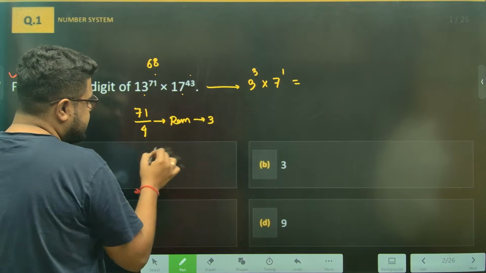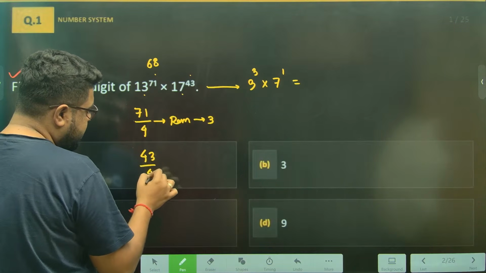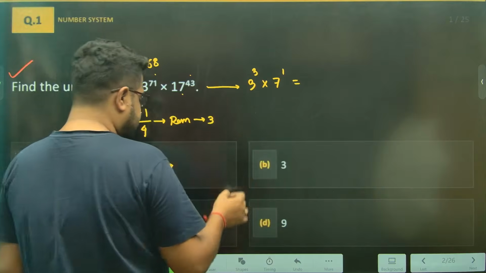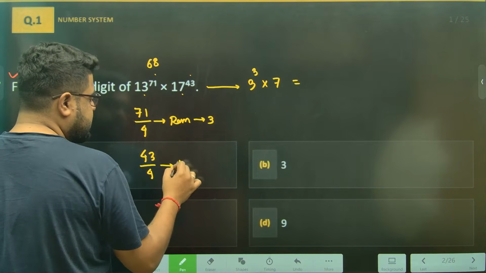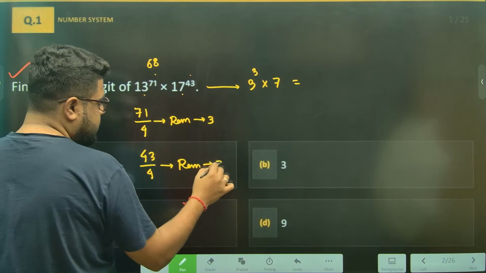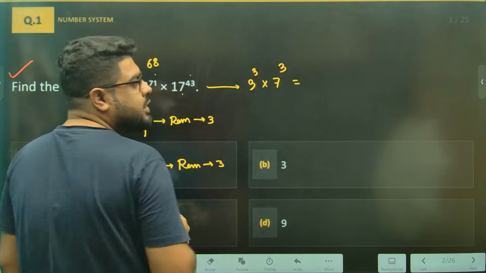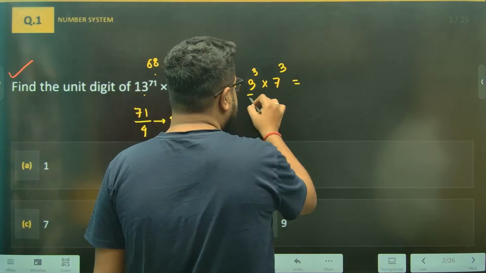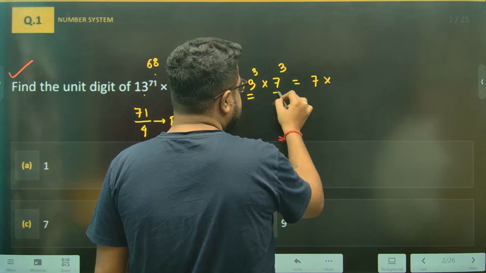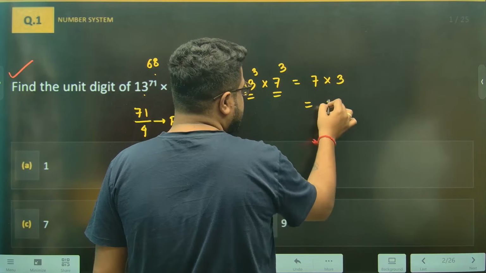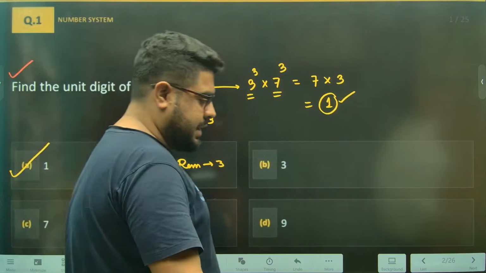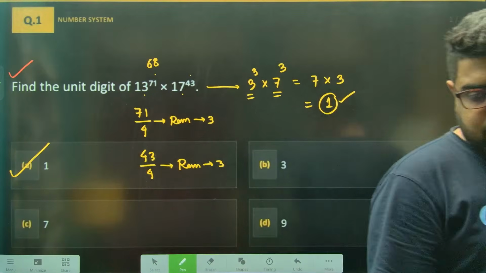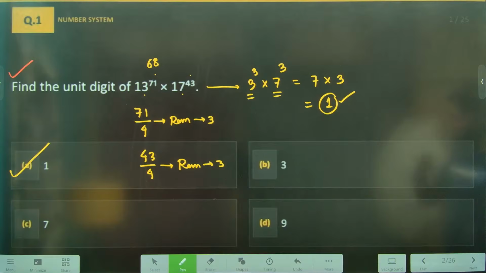Remainder is 3. Similarly, 43 divided by 4, the remainder is also 3. So put the remainder instead of the power and calculate. This is 27, so 7, and this is 7 cubed, so 3. So my answer will be 1, only the unit digit. Option A is most definitely your correct answer. First question done.